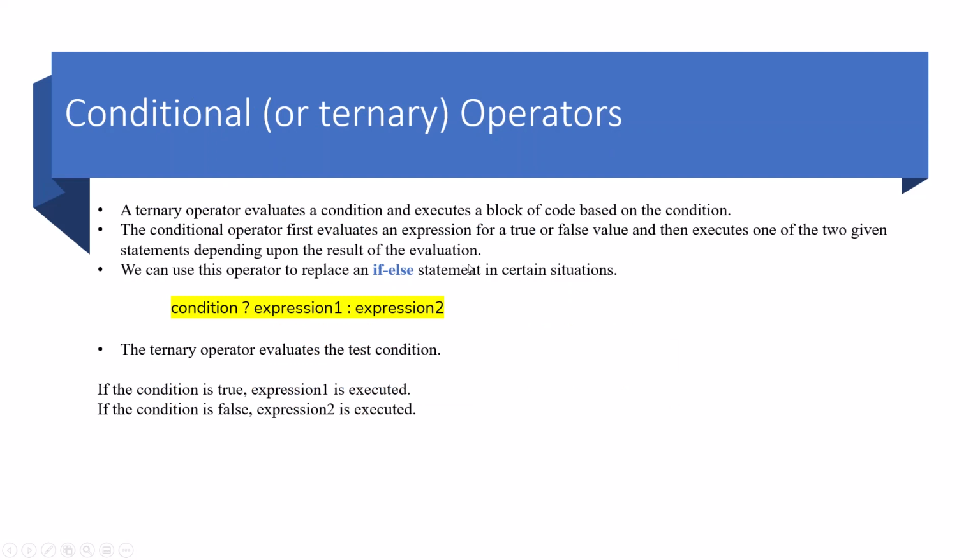Next is the conditional or ternary operator. So a ternary operator evaluates the condition and executes a block of code based on the condition. This conditional operator is used to replace if-else statements in certain situations. This is the syntax for the conditional operator. First is the condition. If it is true, expression 1, and if it is false, expression 2. So if the condition is true, then expression 1 will get executed, and if the condition is false, expression 2 will get executed. So this is about the conditional operator we use.